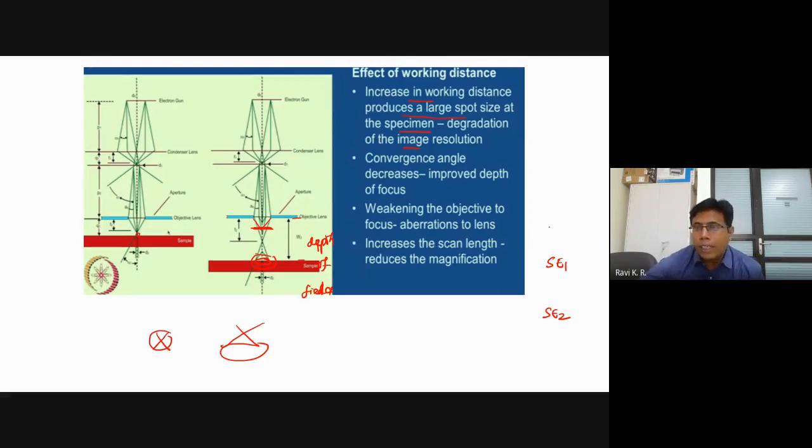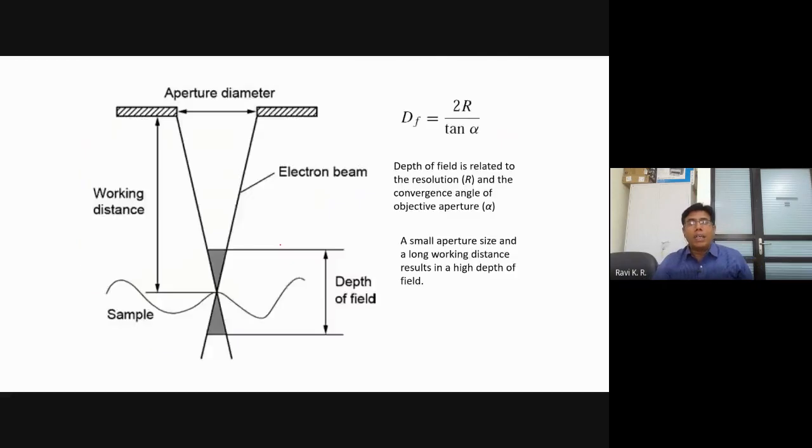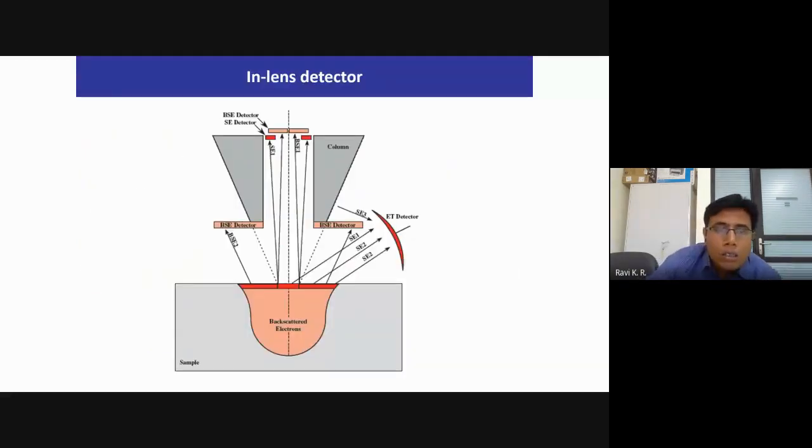Some of you were asking how to minimize the SE2. We don't want this SE2. How to get only SE1? Basically, you need to go closer to the objective lens, meaning you need to decrease the distance between the objective lens and the sample. But in this case, the secondary electrons can come from here, and bending the secondary electrons is a bit difficult. That is the reason we have the in-lens detector. Okay. So there are detectors.